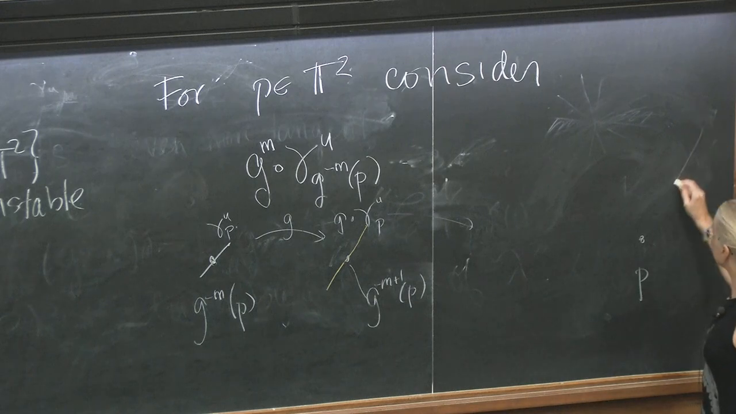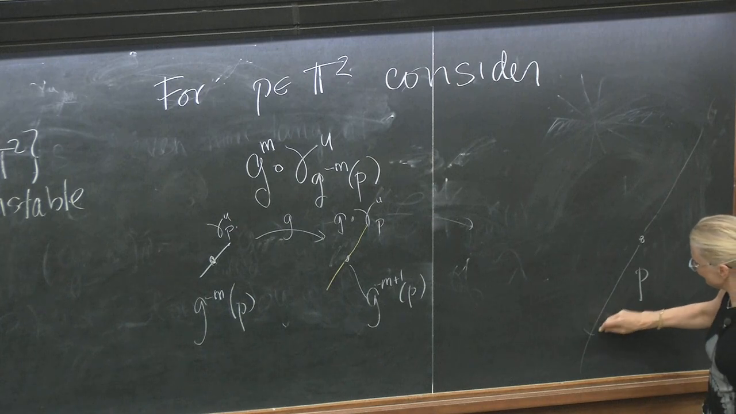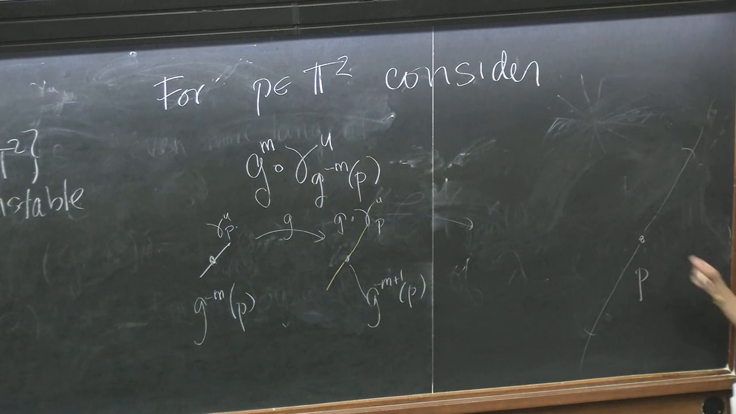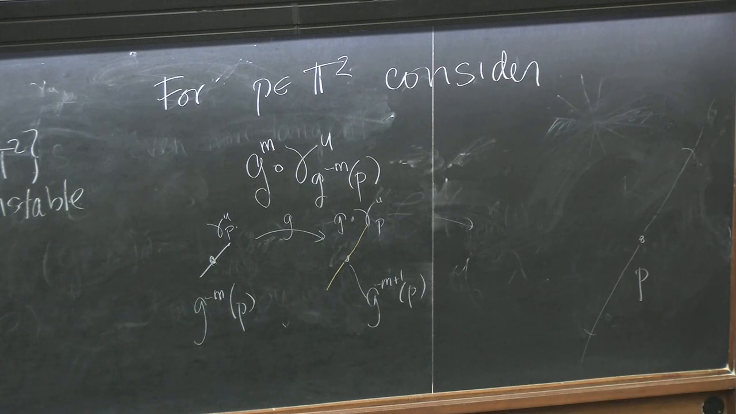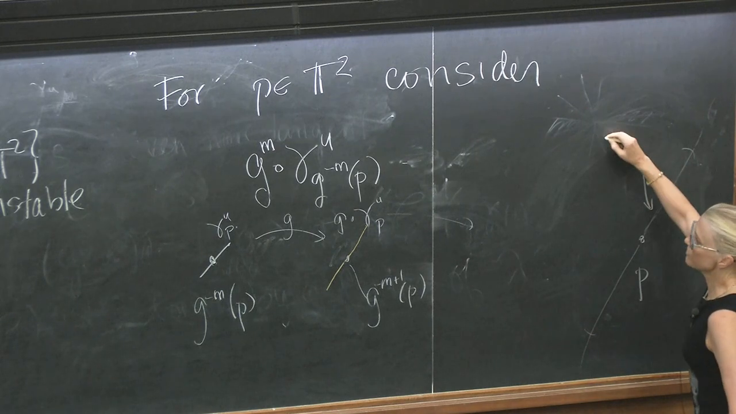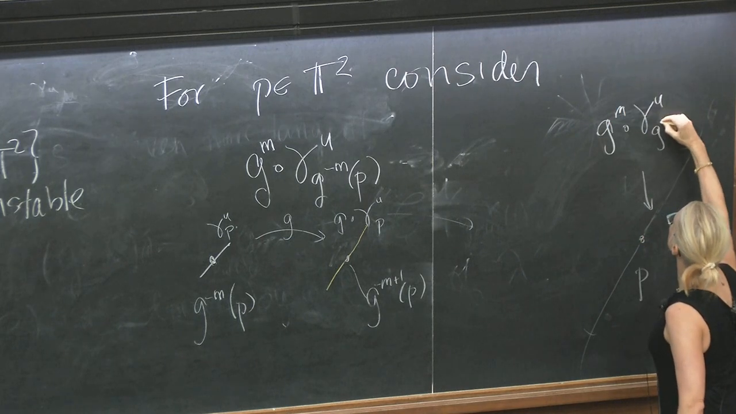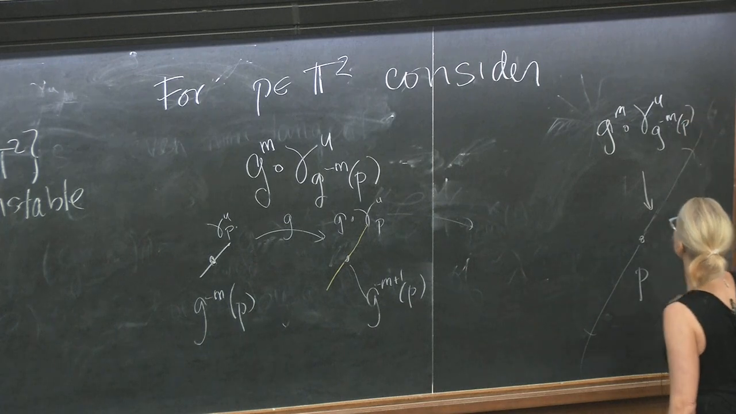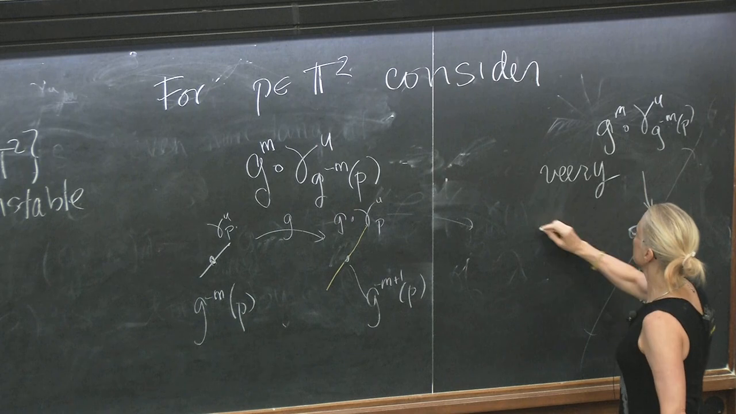So at p, I get a very long curve, and in fact, if I really want to prove things, I just restrict myself to some fixed neighborhood of p, and I'm not going to worry about this for now. But in fact, it is the case. So this is this curve, g to the m composed with gamma u, g to the minus m of p. This is very tangent.